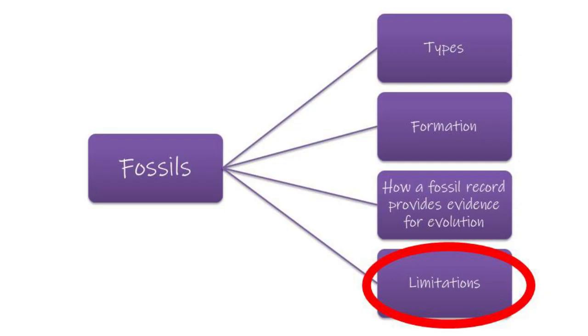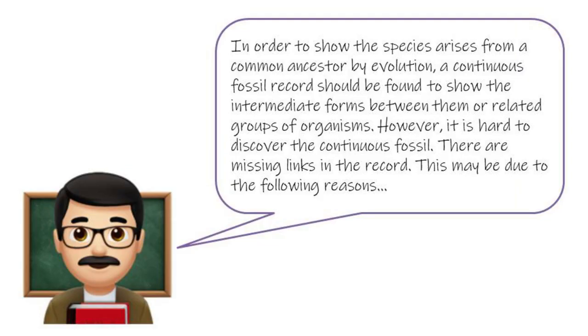However, there are some limitations of the fossil record. In order to show the species arises from a common ancestor by evolution, a continuous fossil record should be found to show the intermediate forms between them or related groups of organisms. However, it is hard to discover the continuous fossil. There are missing links in the record. This may be due to the following reasons.